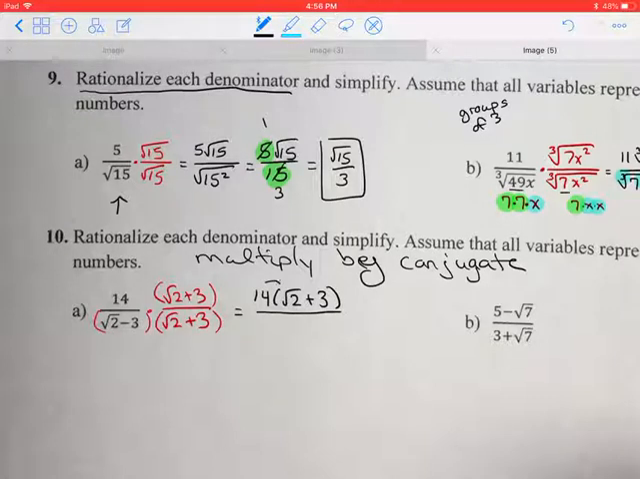Now if I want, I can distribute that through, or I can leave it out for now. On the bottom, I have to FOIL. So square root of 2 times square root of 2 gives me square root of 4. The outside gives me positive 3 times the square root of 2. The inside gives me minus 3 times the square root of 2. And then my last term is a minus 9.